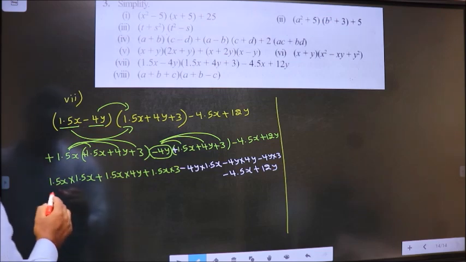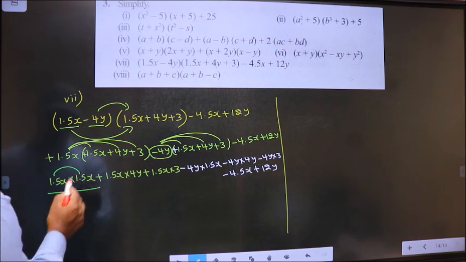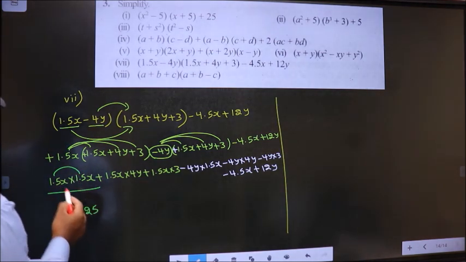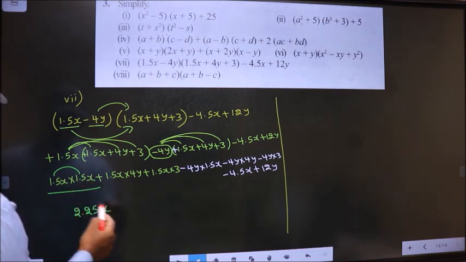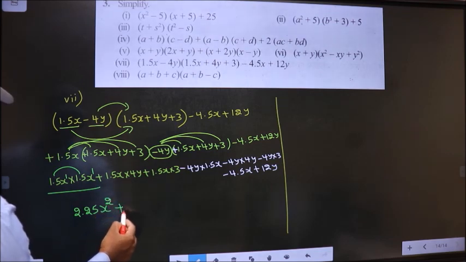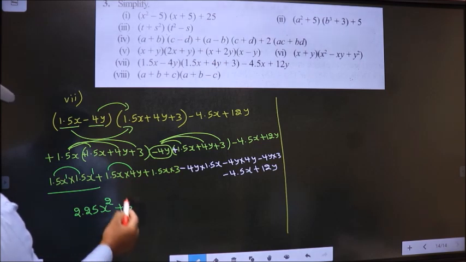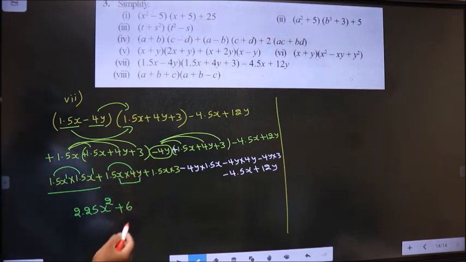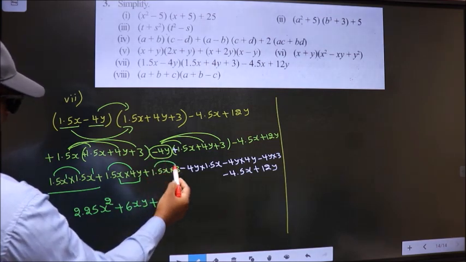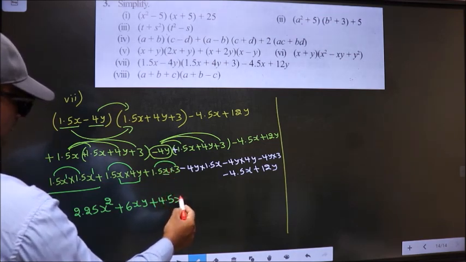Now here first we should multiply the numbers. 1.5 into 1.5 is 2.25. x into x, x. Add the powers, 1 plus 1, 2. Plus, here multiply the numbers first. 1.5 into 4, 6. Letters are different, so you write as it is. Plus 1.5 into 3, 4.5. x appeared only once, so x.